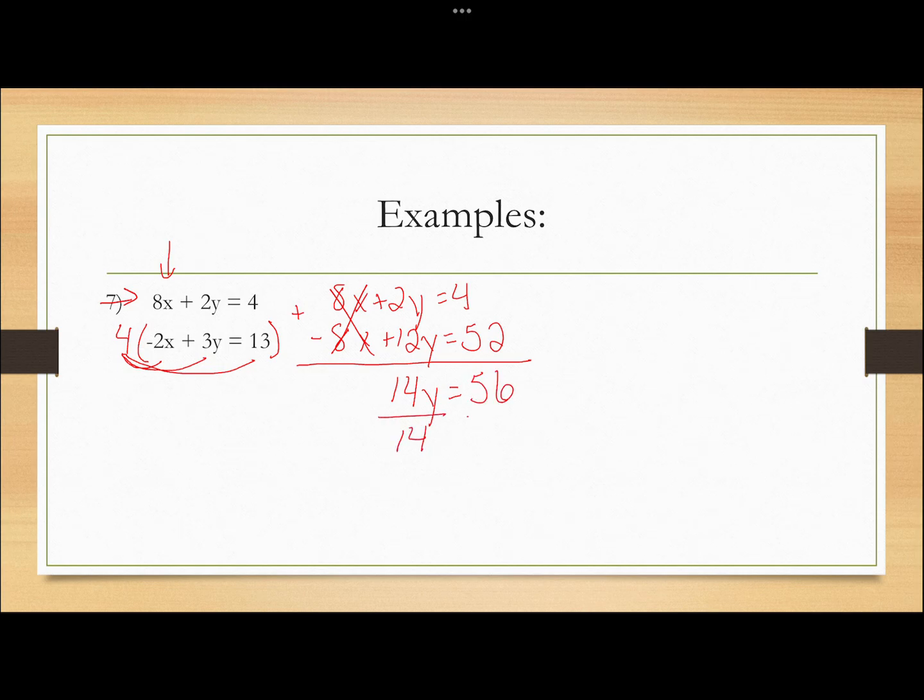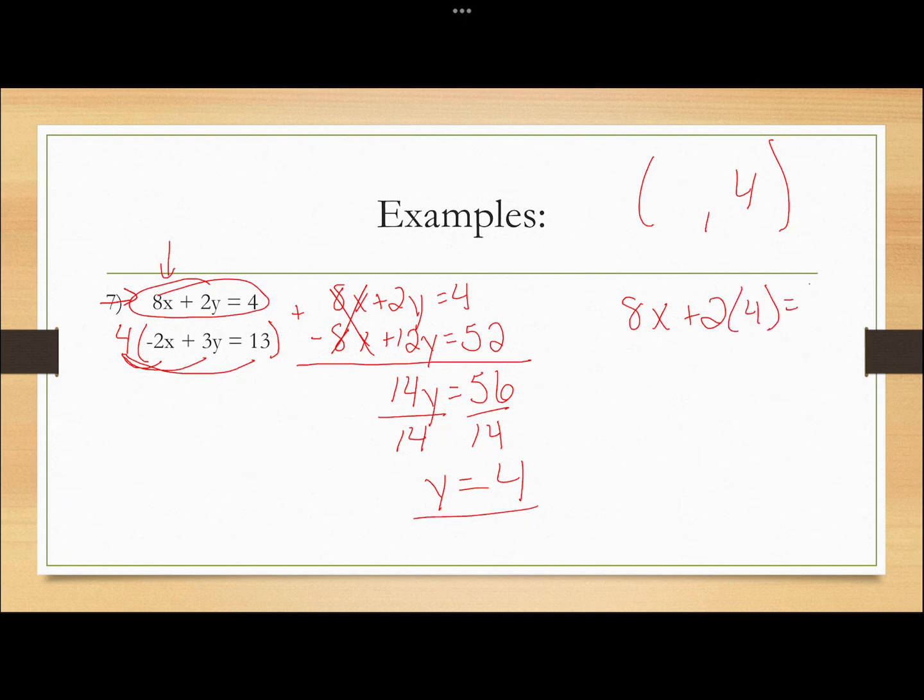Then solve for y, so divide by 14. So our y is going to equal 4. Again, my answer is going to be an ordered pair. I just found the y is 4. So now I'm going to pick one of the original equations and solve for x. I'm just going to pick this top one. I know my y is 4, so I have 8x plus 2 in place of the y. I'll put the 4 because I know what it equals. So this is 8x plus 8 equals 4.